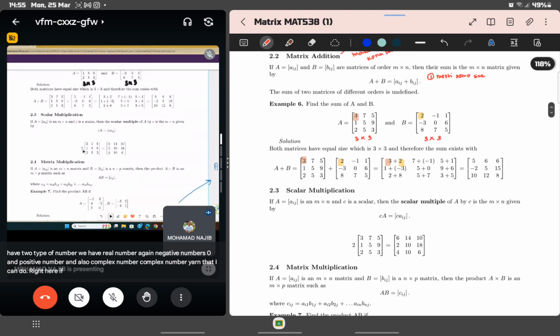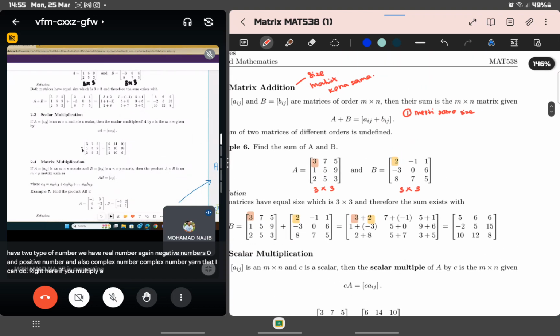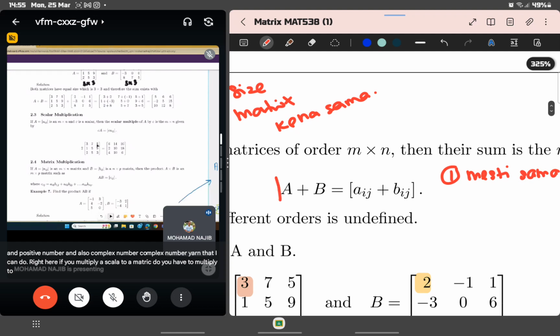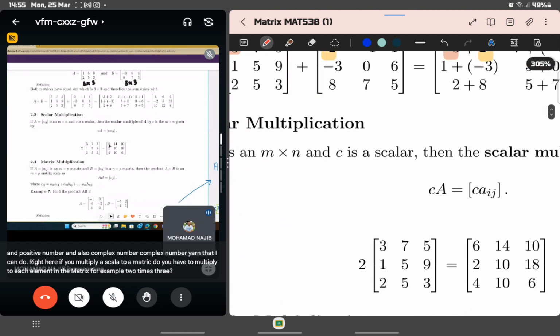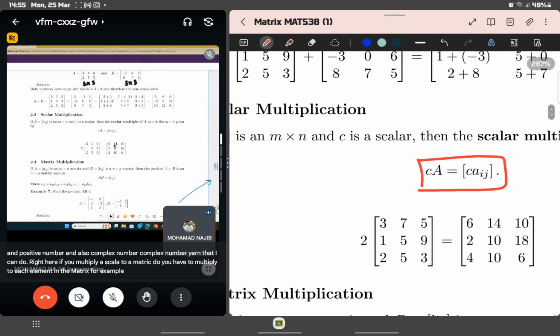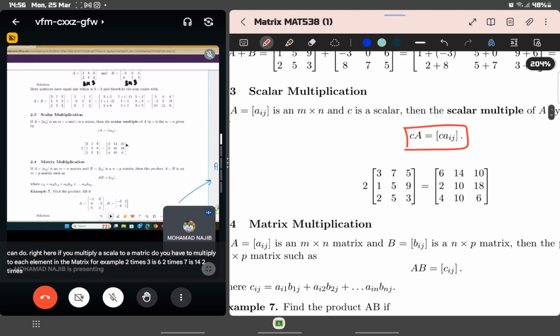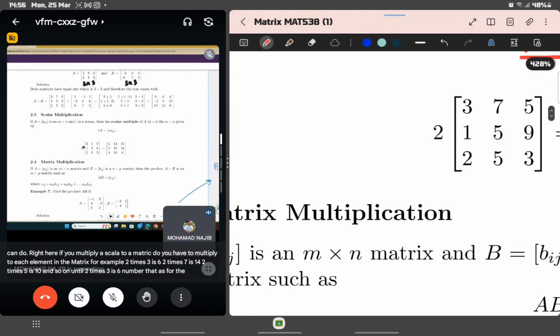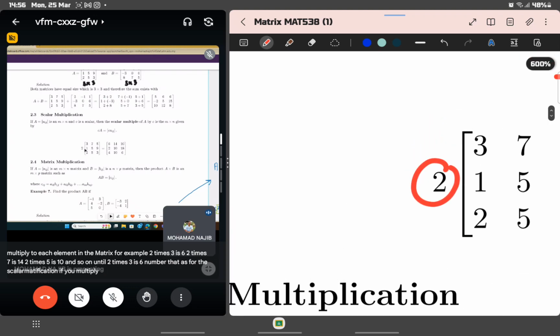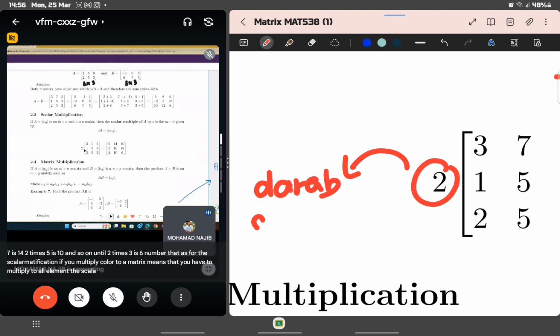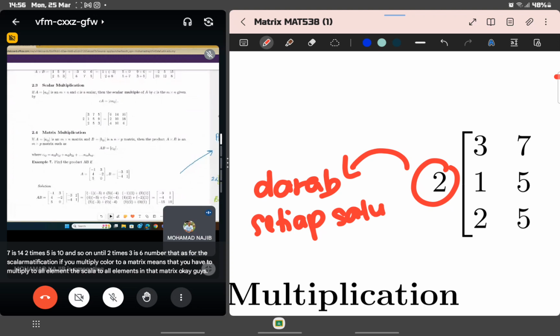If you multiply a scalar to a matrix, you have to multiply to each element in the matrix. For example, 2 times 3 is 6, 2 times 7 is 14, 2 times 5 is 10, and so on until 2 times 3 is 6. Nampak tak? For the scalar multiplication, if you multiply scalar to a matrix, means that you have to multiply to all elements, the scalar to all elements in that matrix. Okay guys. Anak-anak faham?